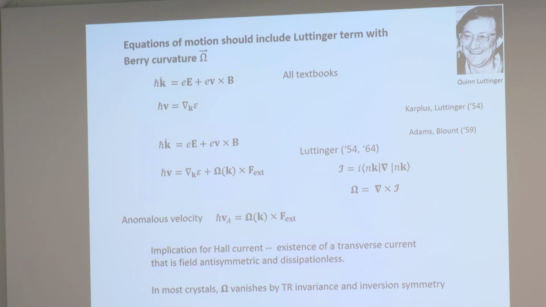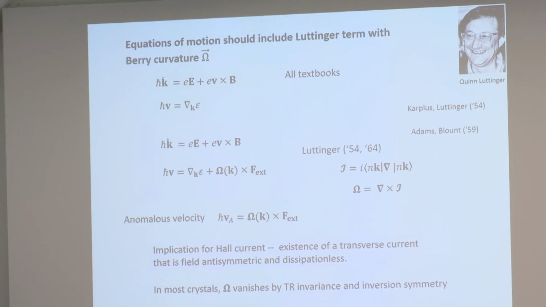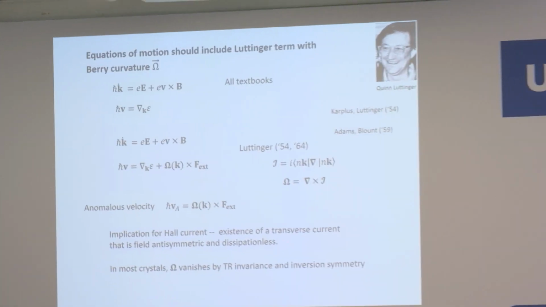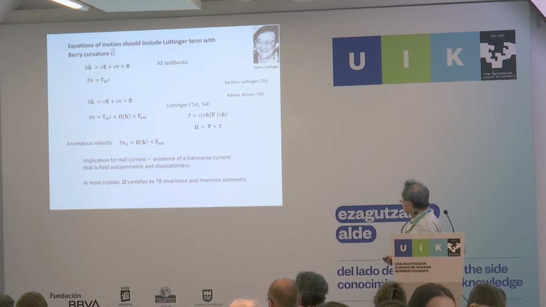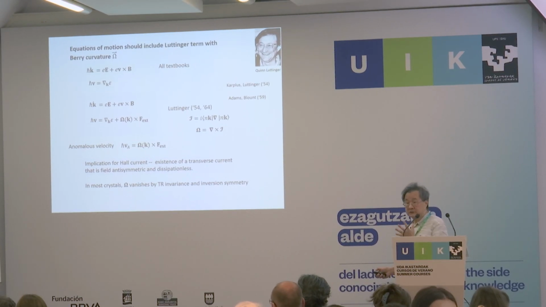Adams and Blount were the two that couched this in this simpler term, which I will describe next. Anyway, here's the anomalous velocity. And as David pointed out in the nice review article by Chen Niu and his co-workers, they lay it all out.